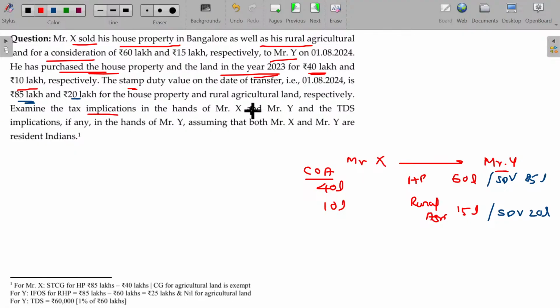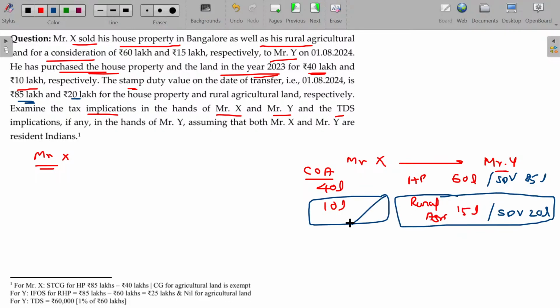Examine the tax implications in the hands of Mr. X, Mr. Y and TDS. Everything is covered here. Interesting. Now let's see Mr. X first of all. Rural agricultural land is not a capital asset, so forget about this calculation. This is not considered at all.